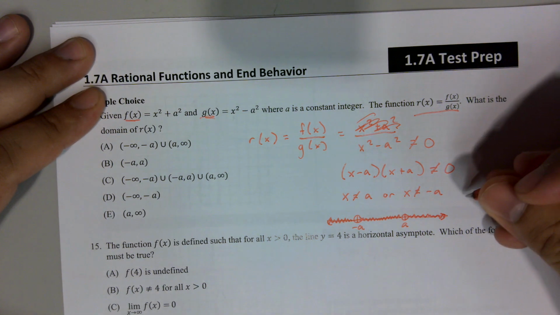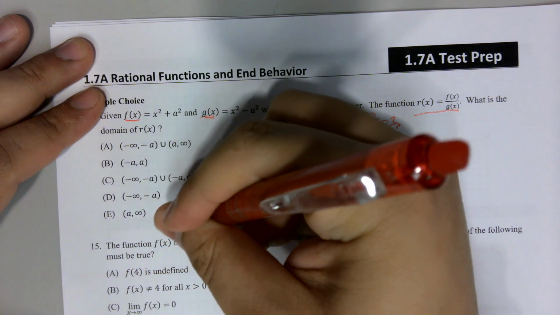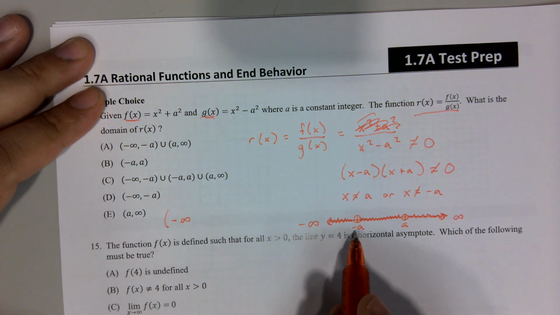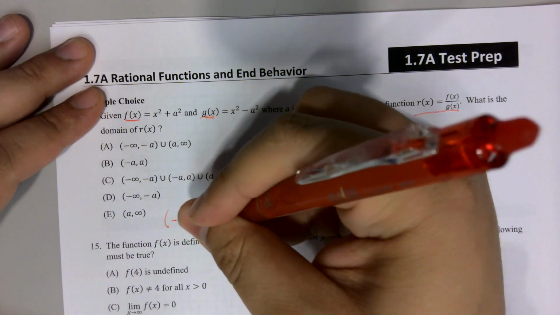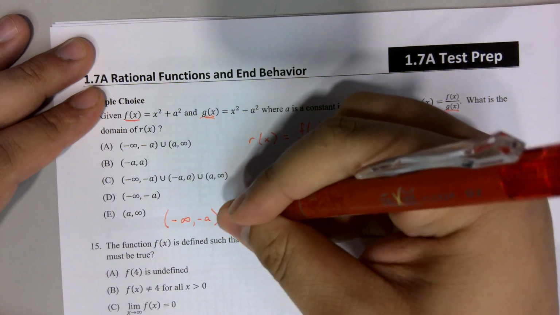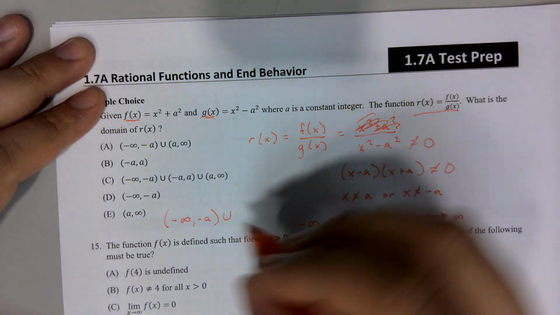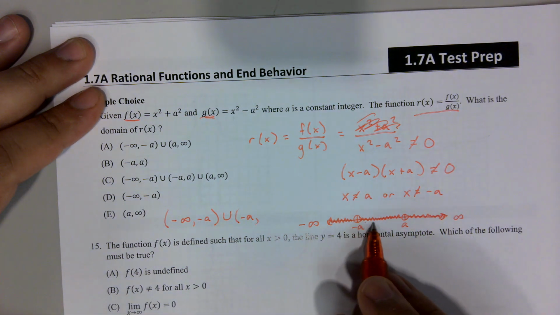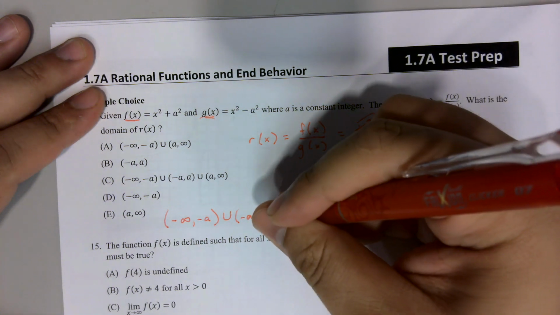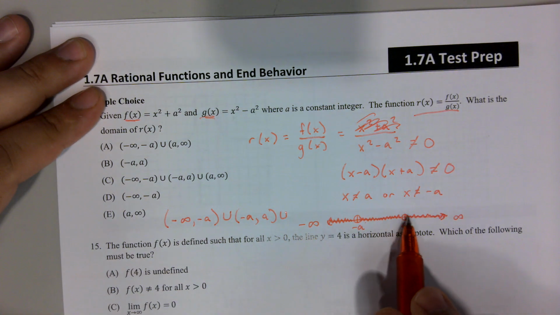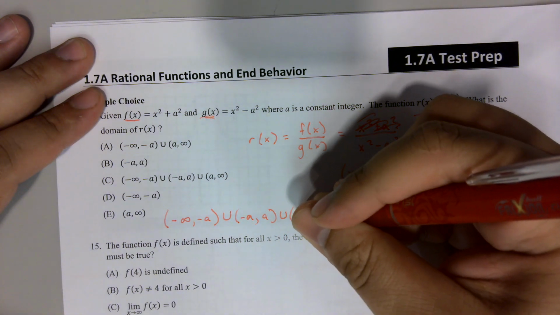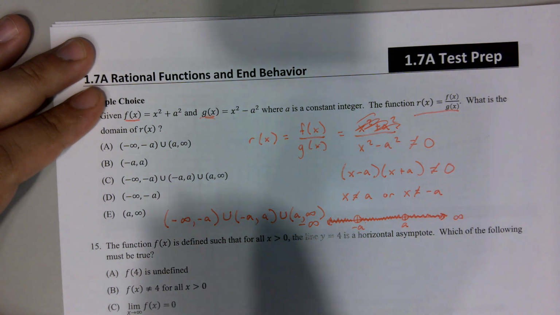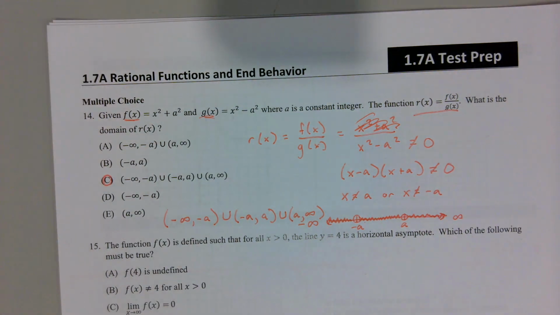And so if we were to write this in interval notation, from negative infinity all the way up to negative a. That's good. But we have to jump over negative a, so we go to the other side. We have our union symbol, open parentheses, negative a. All of this is fine up to positive a. Jump over positive a onto the other side of it, so union, open parentheses a, and then to positive infinity. And so that matches answer C perfectly.